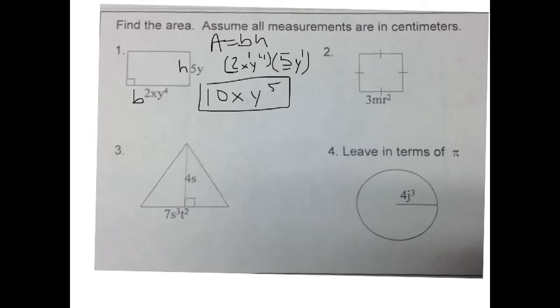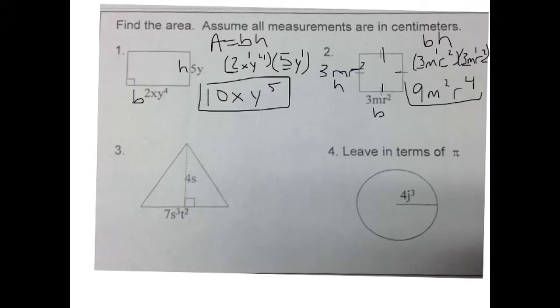The second one is a square. We know that because these symbols indicate that all sides are equal. So we can label this other side over here as 3mr to the second. Square falls into the same category as a rectangle in the parallelogram group, and so it is base times height also. So here's base and here's height. So our base is 3mr to the second, and our height is 3mr to the second. Again, we multiply numbers. 3 times 3 is 9. m1, m1, 1 plus 1 is 2. r2, r2, r4. So 9m squared r4.